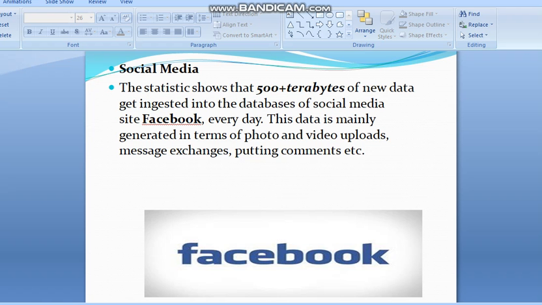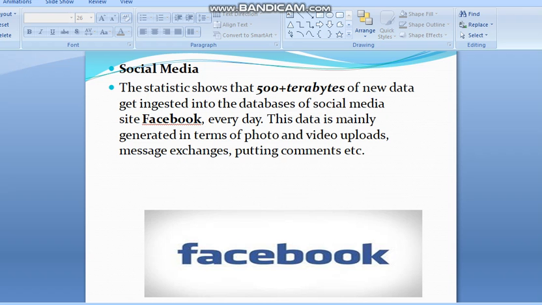Then next is social media. Statistics show that 500 plus terabytes of new data get ingested into the databases of social media sites like Facebook every day. The data is mainly generated in the form of photo and video uploads, messages, and comments. Today, everyone uses social media. You use Facebook, WhatsApp, Insta, you upload videos and photos, you text, you comment, you chat, you go on live stream. So you can see that 500 plus terabytes of new data is generated.